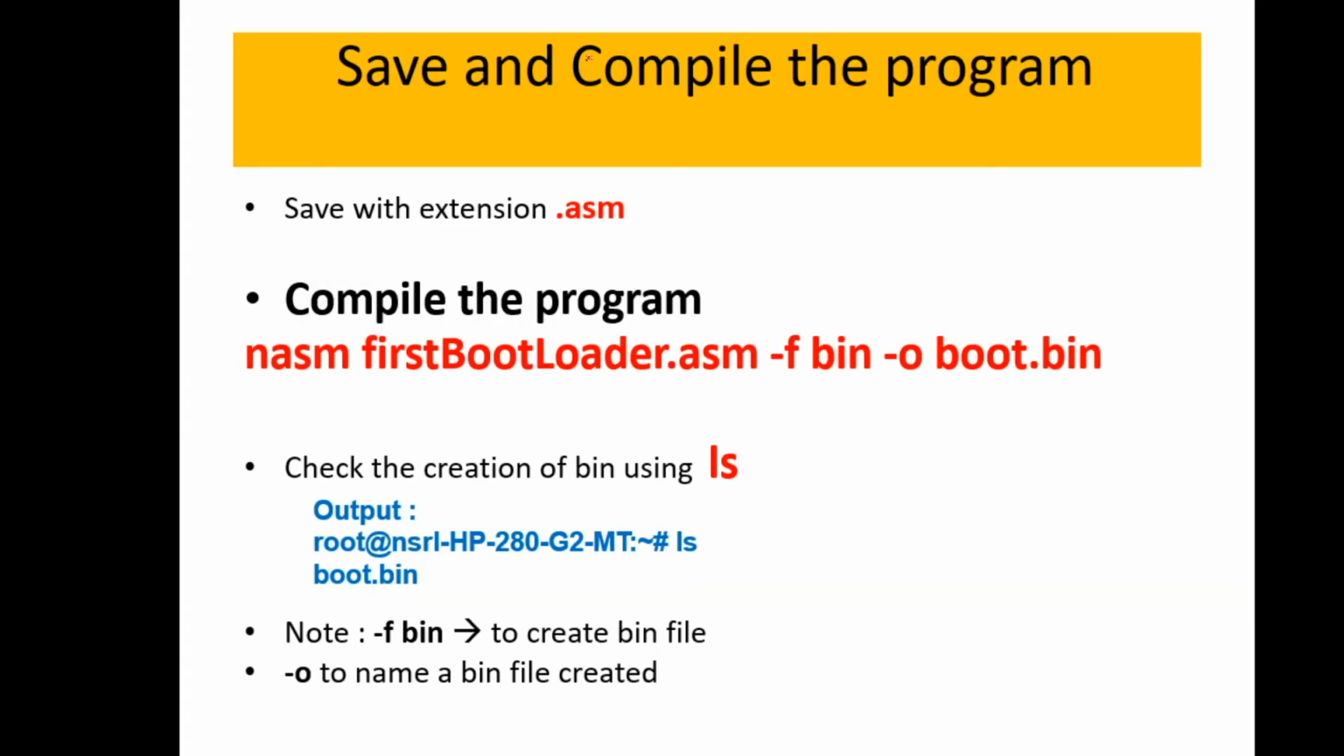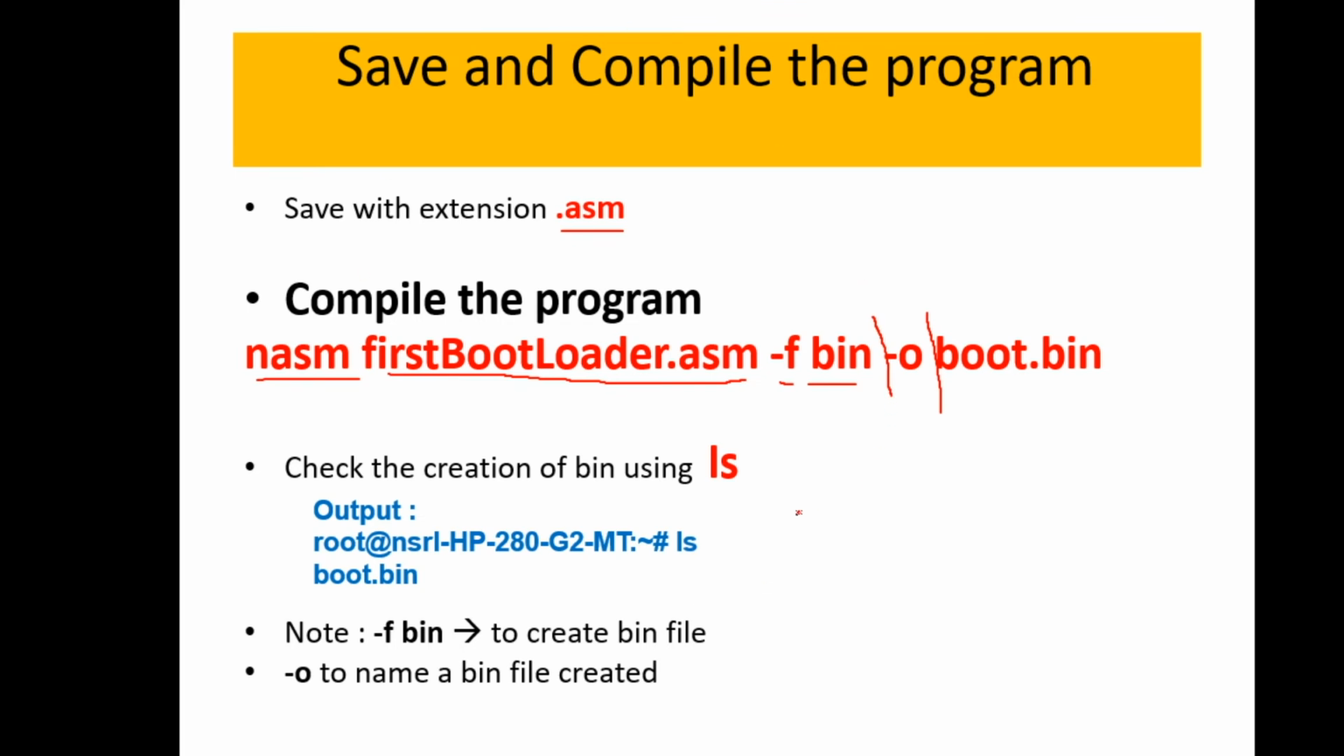Next, let us see how to save and compile it. Save the file name with the .asm extension. .asm is the assembly language program. To compile the program, you come out of your editor and in the command line you type nasm bootloader.asm, that is the file name we saved the previous program, -f bin, with a space between -f and bin, and space -o, and a space between -o and boot.bin.